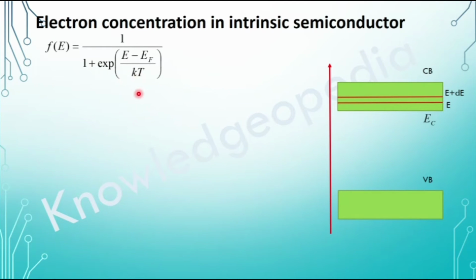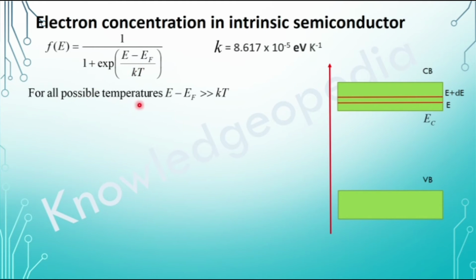What is this k? This is our Boltzmann constant, which is given as 8.617 into 10 to the power minus 5 electron volt per Kelvin. So here you can see this 10 to the power minus 5 is a very small quantity. So if we multiply it by T over here, for all possible temperatures this kT will have a very small value because of this factor 10 to the power minus 5. If kT is much smaller, that means E minus EF is much greater than kT. We'll consider this approximation that E minus EF is much greater than kT.